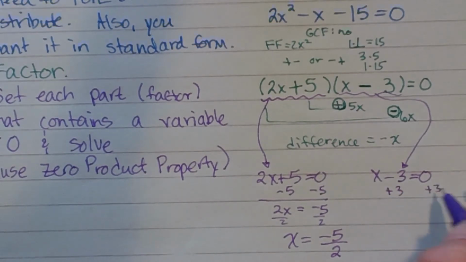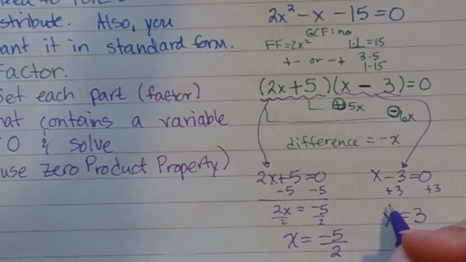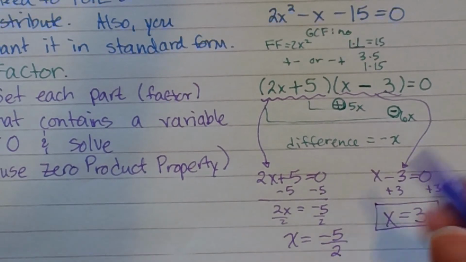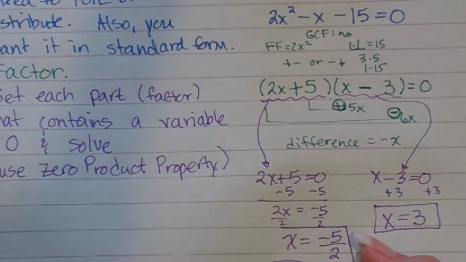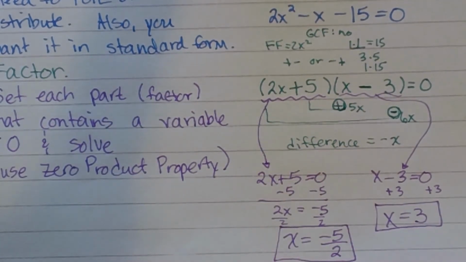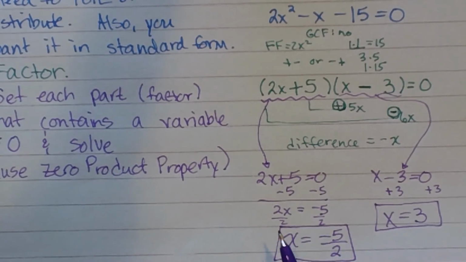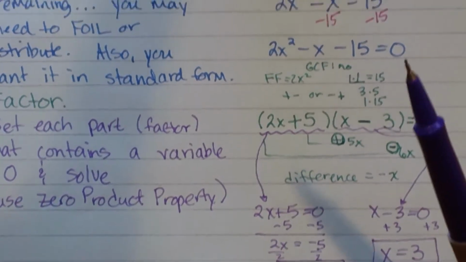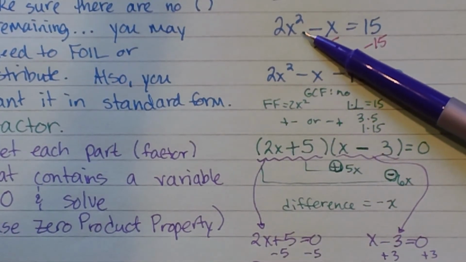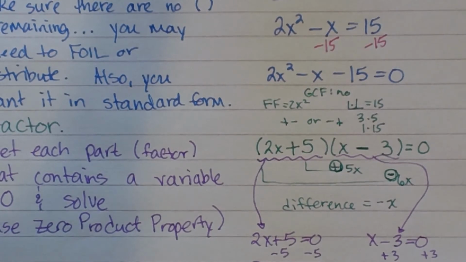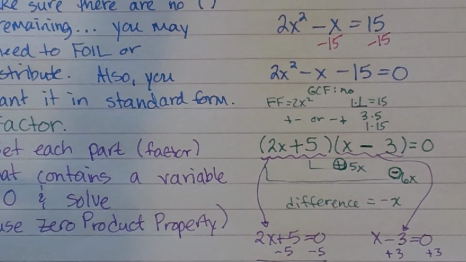Add 3 to both sides on this one. I get x equals 3. So the answer to this equation, the two solutions are x equals negative 5 halves and x equals 3. One way that you can double check is to take those values of x one at a time and substitute them into the original equation to check and make sure that you have the right solution.